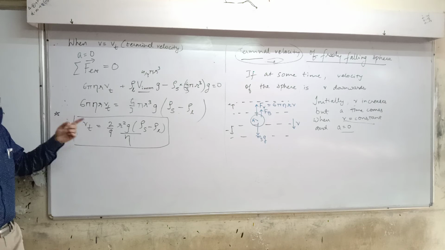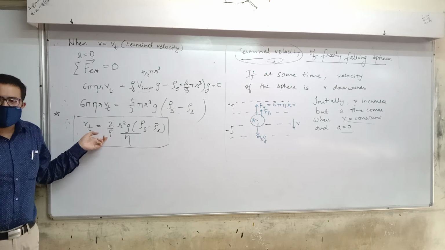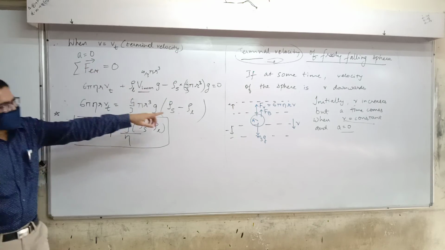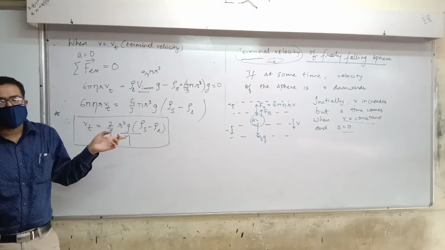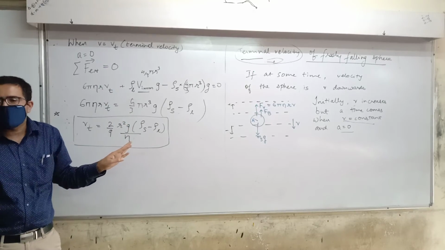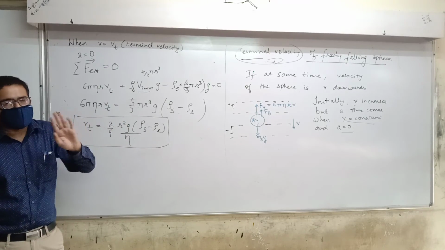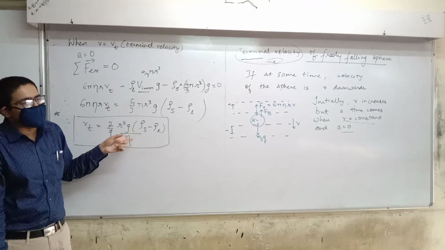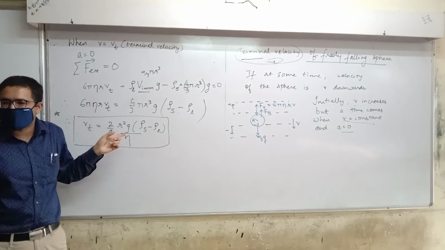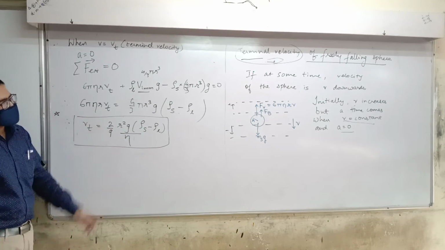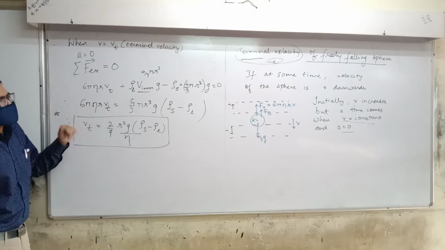Like me, if you find that you cannot remember it easily, then I suggest that you practice this derivation once every day, just 3-4 lines. I'm sure by the end of the week or by the end of 5 days you would know how to do it. If anyone asks you, you can quickly do it. Right? So this is the formula of terminal speed.